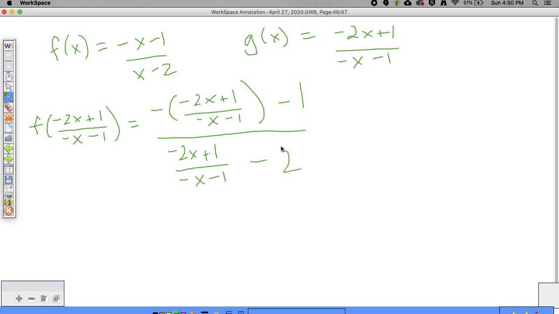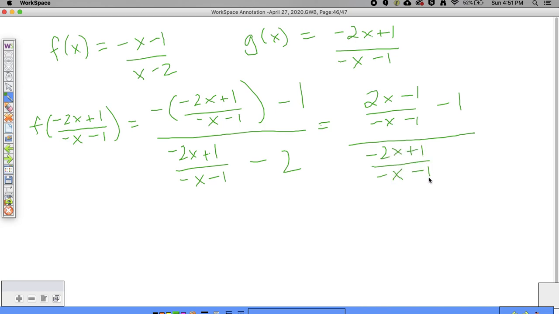All right, so first things first, as I'm looking at something like this, I want to distribute the negative sign through, and the negative sign is really only going to impact the numerator of this ratio right here. So that's just going to wind up being 2x minus 1 over negative x minus 1 minus 1, and that's all over negative 2x plus 1 over negative x minus 1. And then there's that minus 2 there, right?